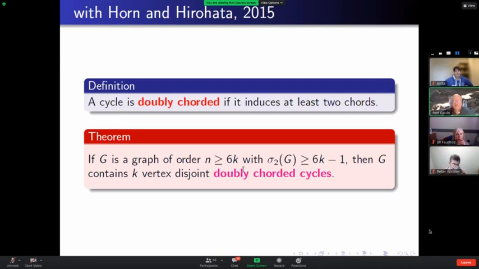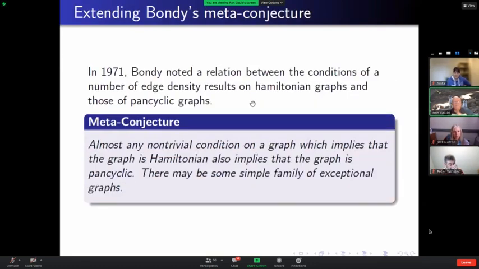And that caused us a lot of technical difficulties, but we were able to overcome them. Okay, so let's reminisce about the old days. Back in '71, Bondy noted a relationship between the conditions of the number of edge density results on Hamiltonian graphs and those of pancyclic graphs.